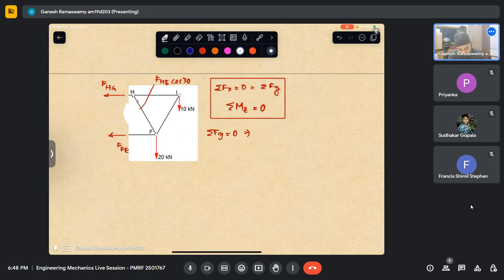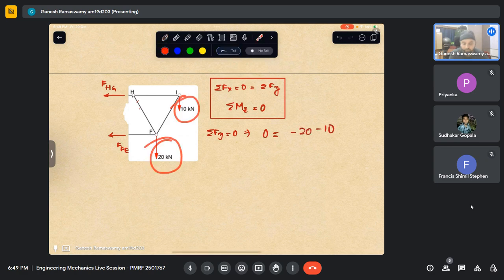In which case, if I do sigma Fy equal to 0, what does the left side give me? 0, because there is no force to balance that. 0 equals minus 20 minus 10. These two forces we have to add up. So this is not holding, which means acceleration is not 0. So there will be some movement.